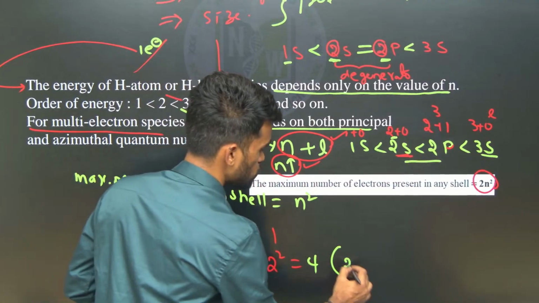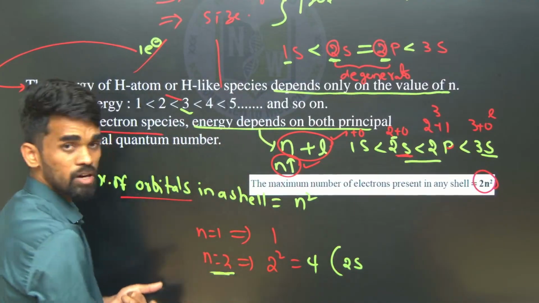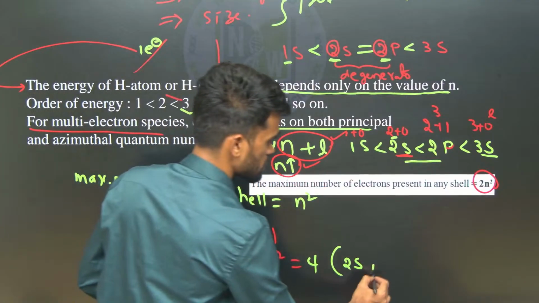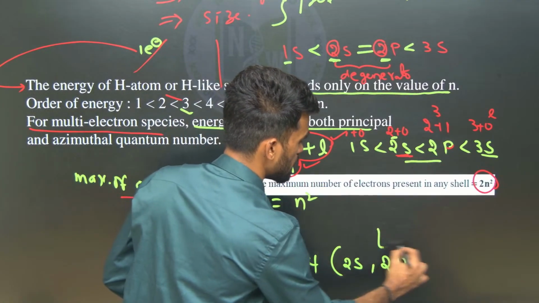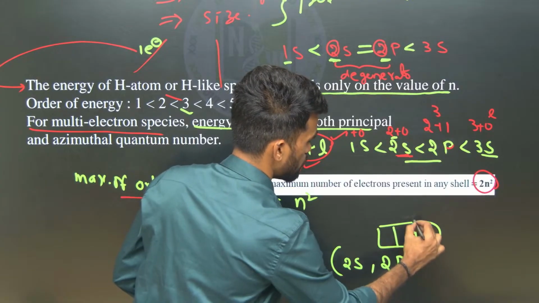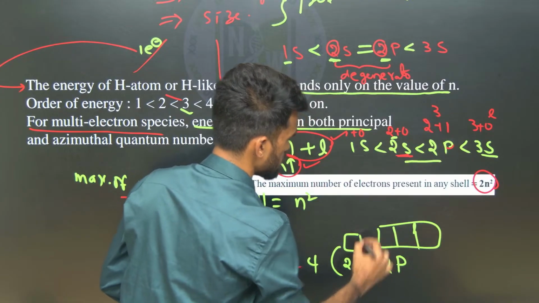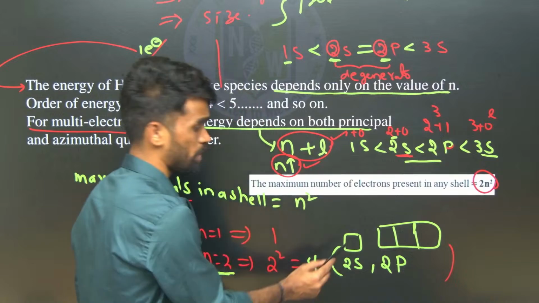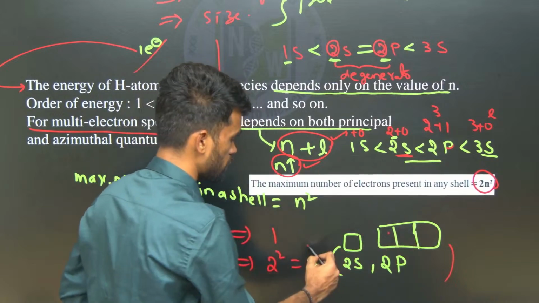One is 2s. For n equals 2, it will be 2s and 2p. This 2p contains 3 orbitals, like px, py, pz, and this s orbital. In total, how many orbitals are we seeing? How many boxes here? 1, 2, 3, 4. That's why it is 4.